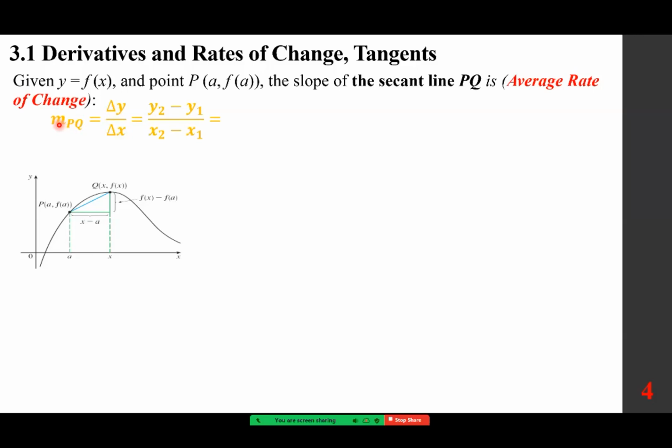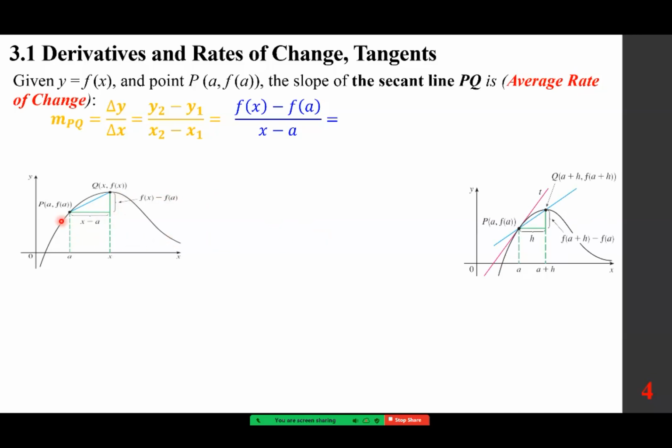So m, the slope for this PQ, is delta y over delta x, or y sub 2 minus y sub 1 over x sub 2 minus x sub 1. There's nothing brand new here. Instead of y sub 2, we could say f of x. Instead of y sub 1, we could say f of A, and the bottom becomes x minus A. So this is exactly the same thing, putting it slightly differently. So what you're looking at, x minus A is the run, f of x minus f of A is the rise.